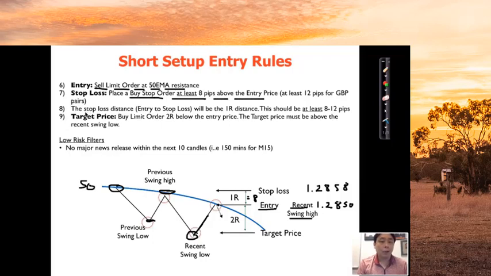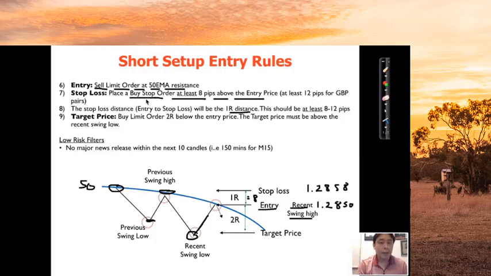Again, my stop loss distance from the entry price to the stop loss price is the 1R distance. This again should be at least 8 to 12 pips, as mentioned previously. Again, it could be more than 12 pips, it could be 15, 20, 30 pips, but at least 8 to 12 pips, all right?